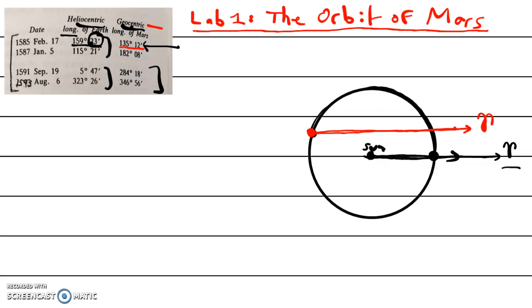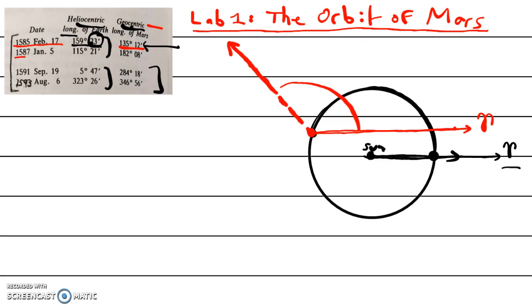So, where is Mars at that time? On February 17, 1585, going counterclockwise 135 degrees, you know that Mars is generally in this direction. You do not know how far. Again, make a very accurate measurement of the angle.